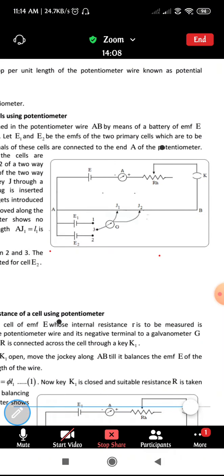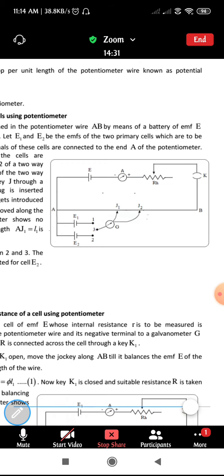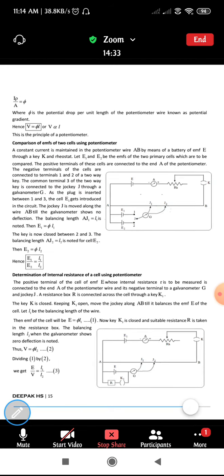So next, coming to this, how we are going to compare the EMF, how we are going to find the ratio first of all. See here, in order to compare the ratio between E1 and E2, that is the first cell and the second cell, first we need to note down the balancing length, then we will compare that. I'll just explain the theory part once so that it will be easy for you.